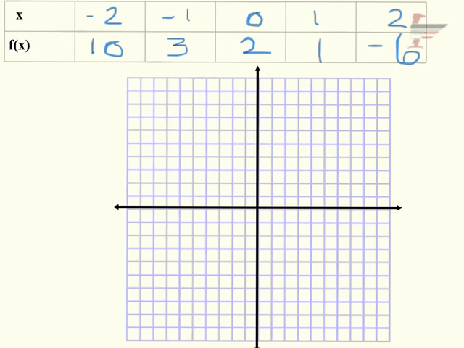Alright, then I'm going to blow up my graph here so I can hopefully still see my points. Okay, so my first point is -2, 10. 1, 2, 3, 4, 5, 6, 7. That's right at the top here. And then I have -1, 3. And I have 0, 2. And I have 1, 1. And I have 2, -6. 1, 2, 3, 4, 5, 6.